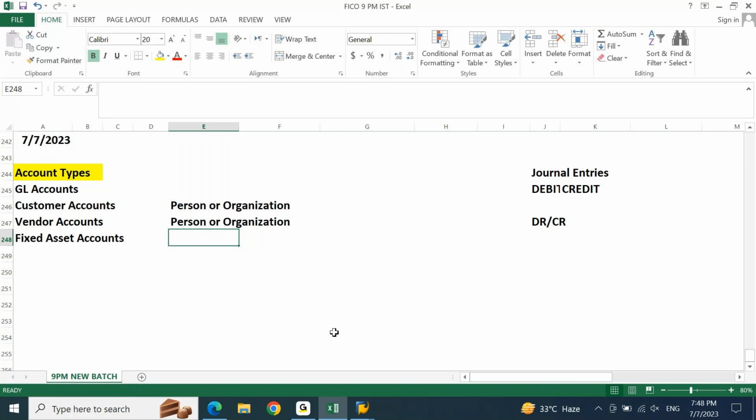The moment you look at any name of a person, or any name of an organization or a company, you need to immediately understand this can be a customer or this can be a vendor. This is the first thing you should differentiate among these four account types: GL, customer, vendor, fixed asset. Once you identify it can be a customer or a vendor, further it is very easy. You need to see whether you are purchasing or you are selling. If you are purchasing, you call it a vendor. If you are selling, you call it a customer. Correct?